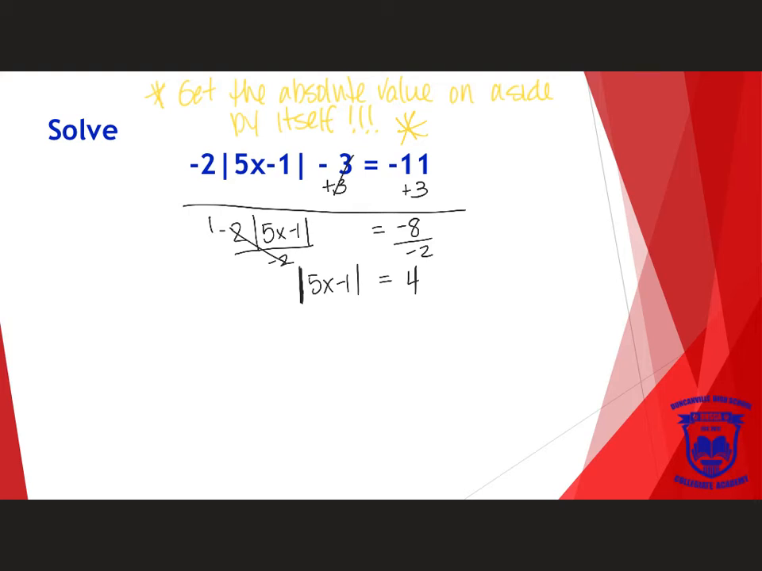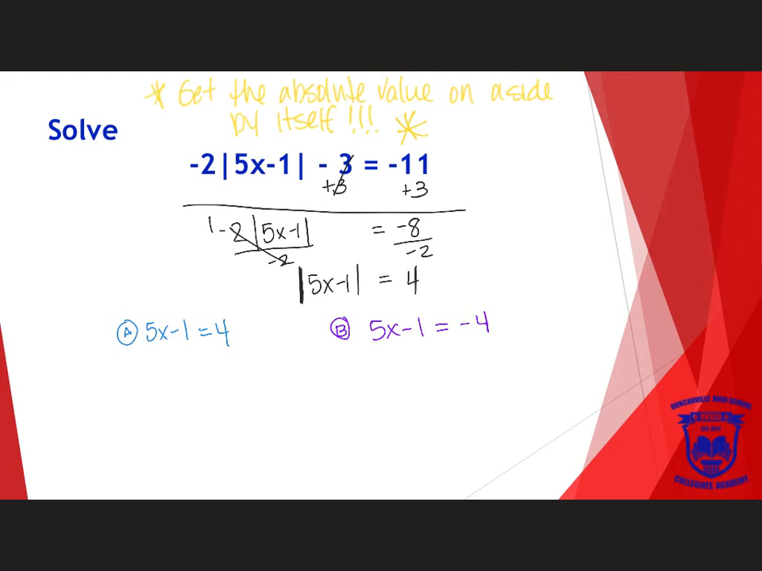We want to make 2 equations. So our first equation is going to be 5x minus 1 is equal to 4, because that's going to give me the value that is 4 units to the right. Our second equation then is going to be 5x minus 1 is equal to negative 4, because that is going to give me the distance that is 4 units to the left. Notice that on both of these, I do not have absolute value signs. So let's solve them.